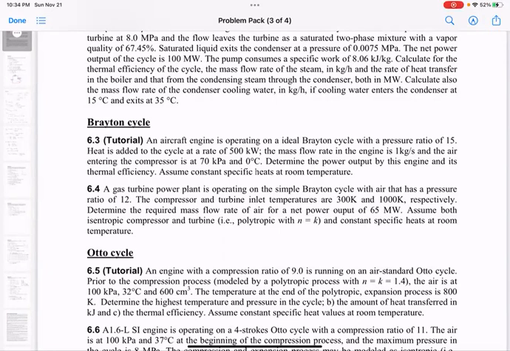The mass flow rate in the engine is 1 kilogram per second, and the air entering the compressor is at 70 kilopascals and 0 degrees Celsius. Determine the power output by this engine and its thermal efficiency, and assume constant specific heats at room temperature.